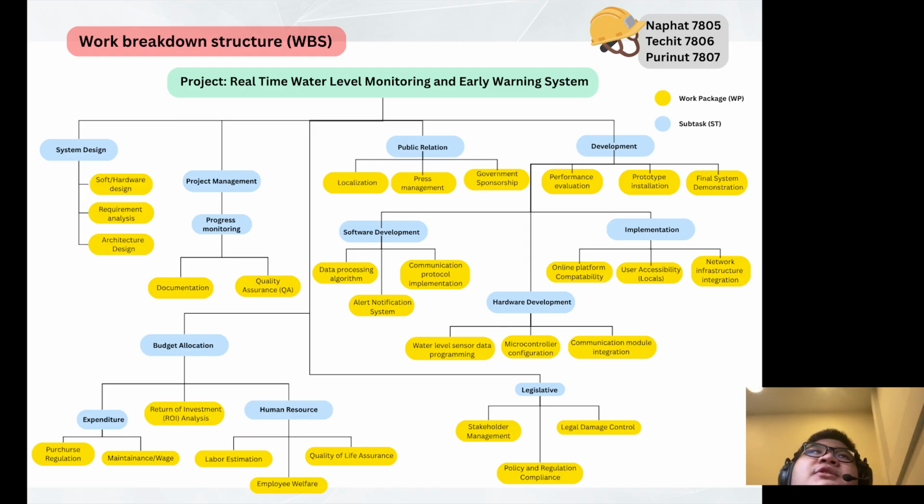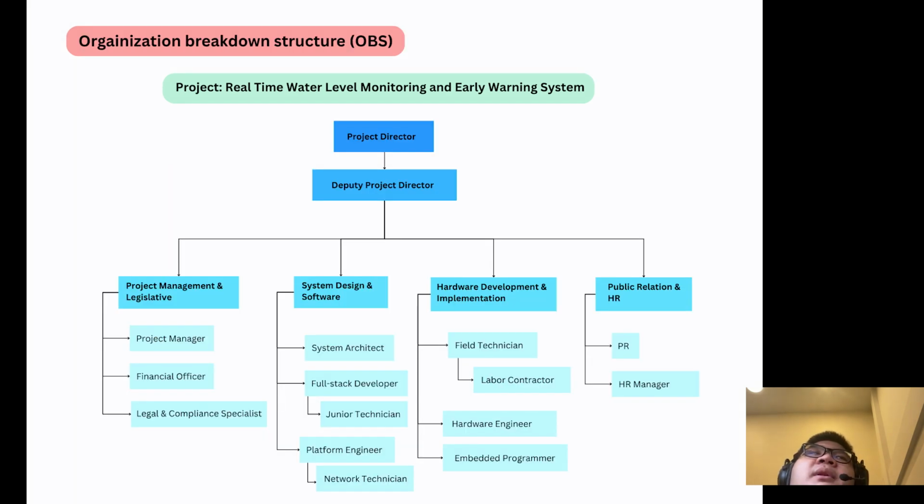This page illustrates our work breakdown structure, which serves as the foundation of the project. We have categorized the work into 6 main pillars: system design, project management, public relations, development, legislative, and budget allocation. Each pillar is broken down into specific work packages and subtasks to ensure every technical and administrative requirement is accounted for.